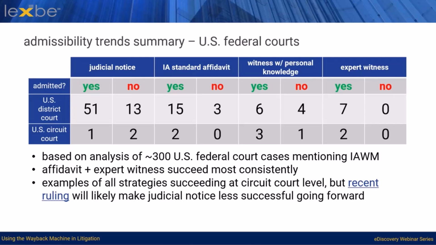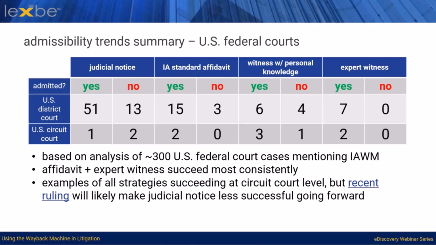I should say that my coding here is somewhat idiosyncratic, and the particularized rationales of any given judge and the facts of any given case make precise comparisons and tabulation difficult. Nonetheless, the summary gives a good general idea of the relative effectiveness of the different strategies, with the affidavit and expert witnesses being the most consistent. Note that 2 out of 3 of the instances where Wayback Machine evidence was denied with use of the affidavit had to do with incorrect usage.